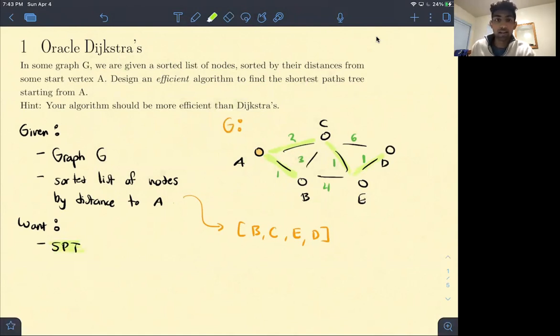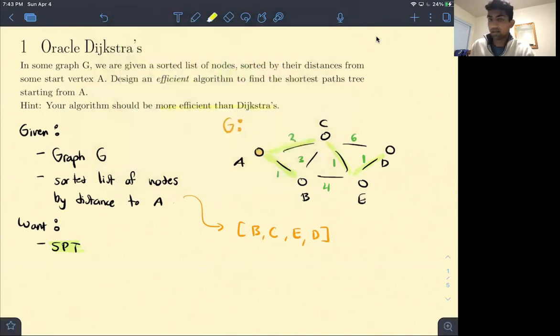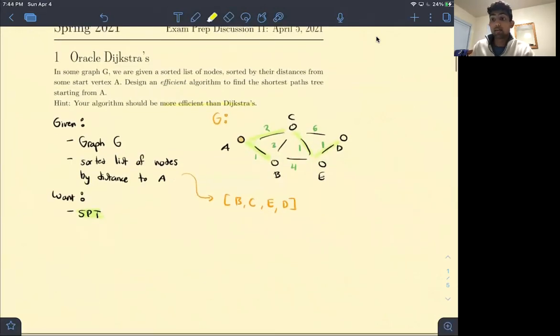So how should we proceed? Well, what algorithm do we know finds the shortest path tree? Dijkstra's. But it says here that our algorithm should be more efficient than Dijkstra's, right? Well, how can we create an algorithm that's more efficient than Dijkstra's? By using Dijkstra's. It seems kind of weird. Well, let's recall how Dijkstra's works, and then let's try to modify Dijkstra's, right?